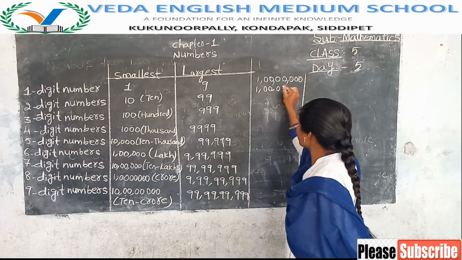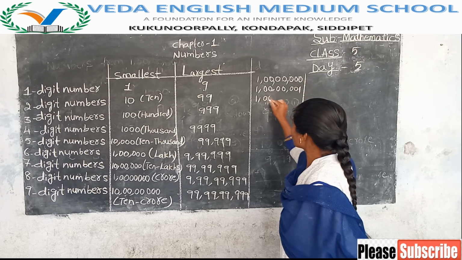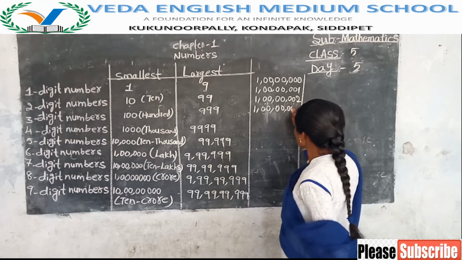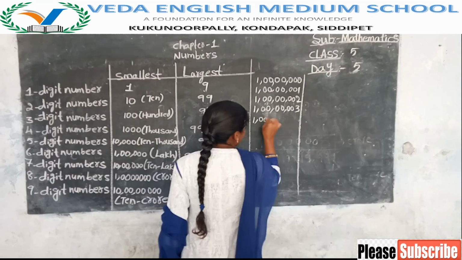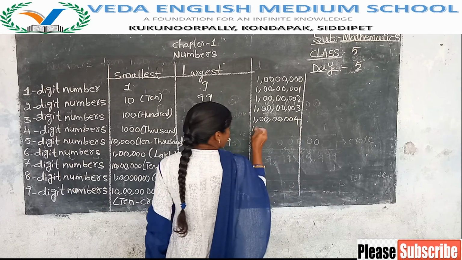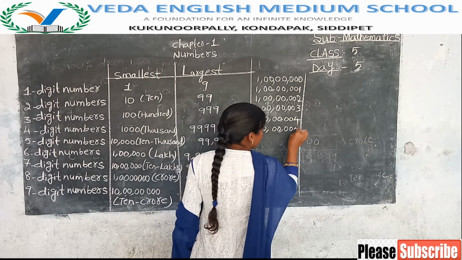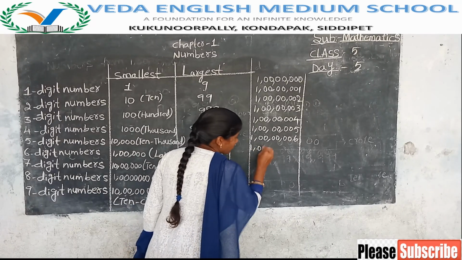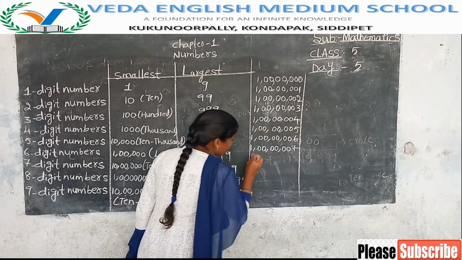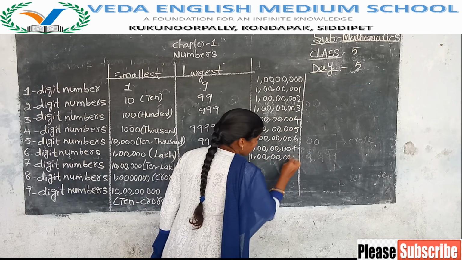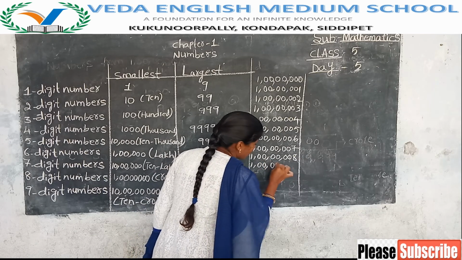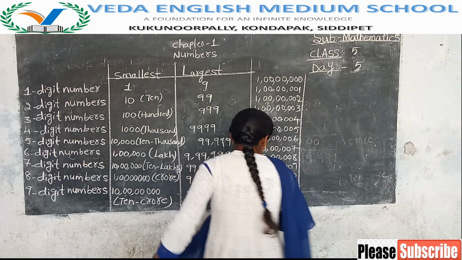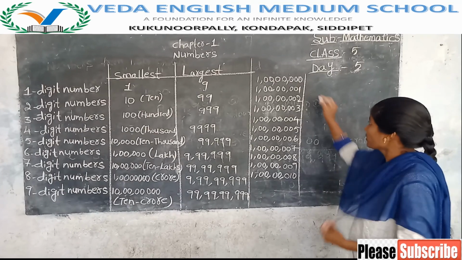1 crore 1. 1 crore 2. 1 crore 3. 1 crore 4. 1 crore 5. 1 crore 6. 1 crore 7. 1 crore 8. 1 crore 9. 1 crore 10. These are the numbers from 1 crore to 1 crore 10.